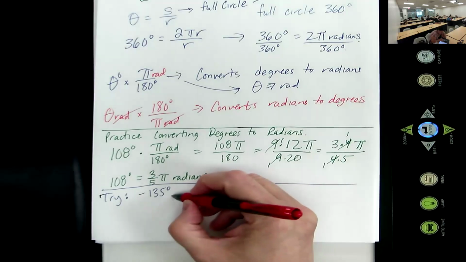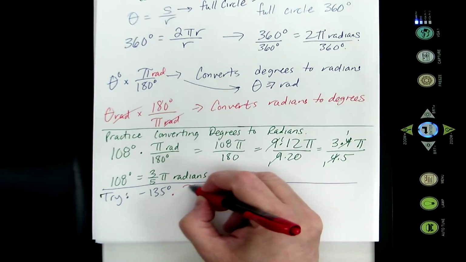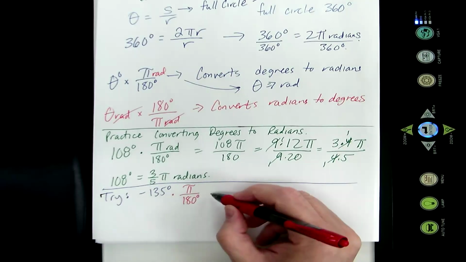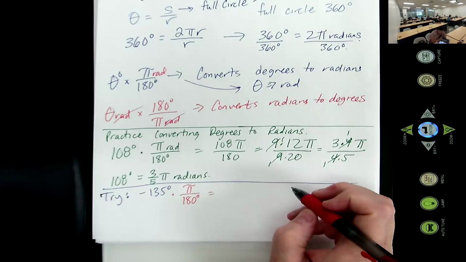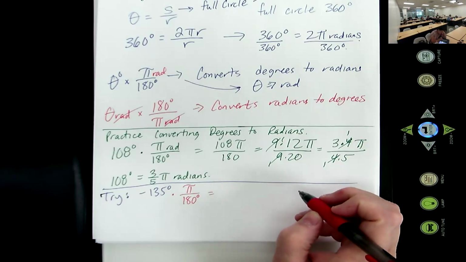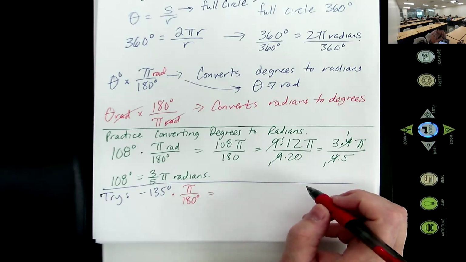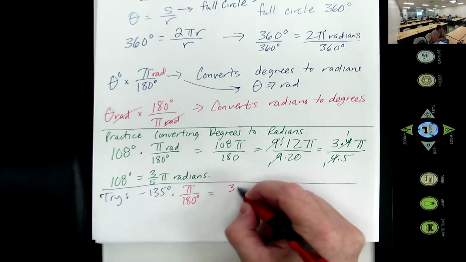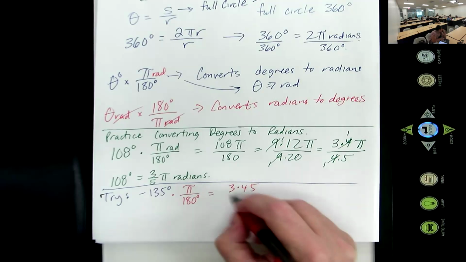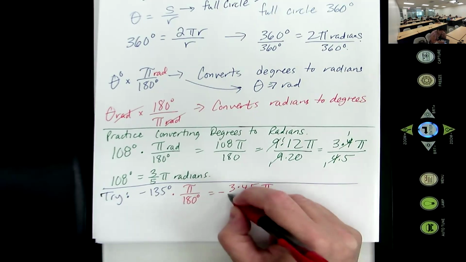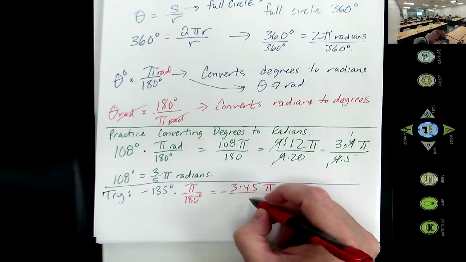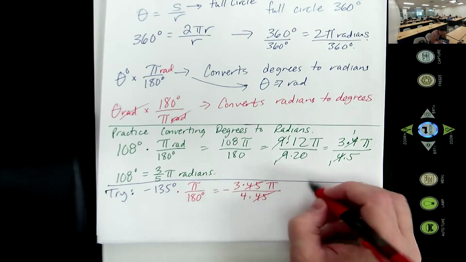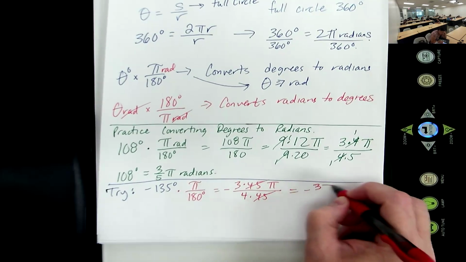So what do you guys get? 3 pi over 4. Did anyone else get 3 pi over 4? I got negative 3 pi/4. I'm thinking negative 3 pi/4, but let's take a look at it. I think 135 is 3 times 45. And we got the pi, and then 180 is 2 times 90, which is 4 times 45. The 45s will cancel, and I'm looking at negative 3 pi/4.